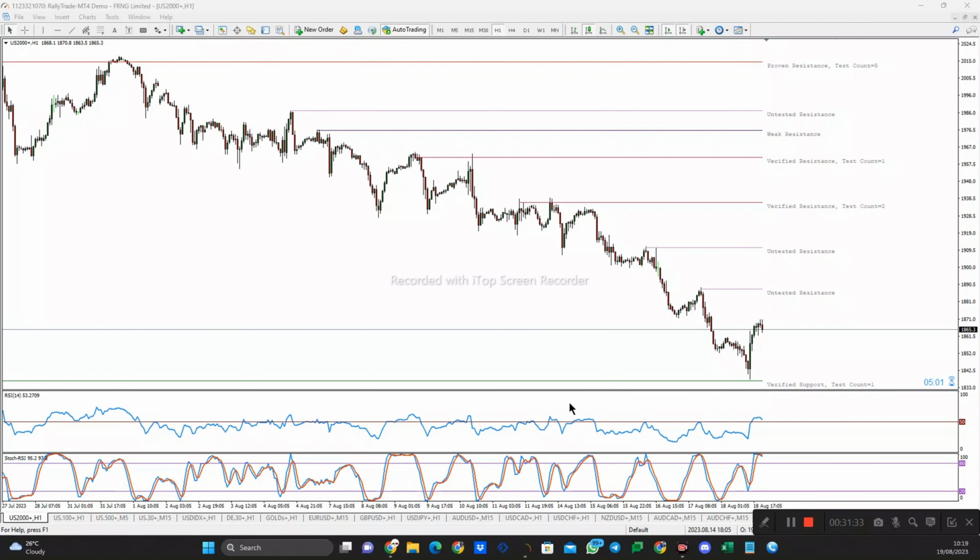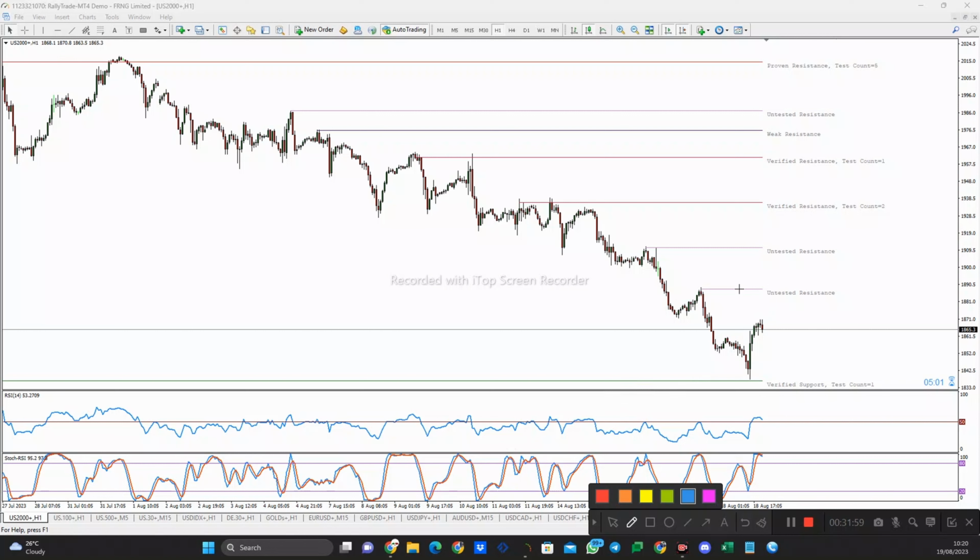So now I want to mark up my chart based on this strategy and then look out for areas where I would likely place a trade. Now, this is US 2000 on 1 hour. I'm going to be using a couple of tools, my support and resistance, to help me know where to buy or where to sell.